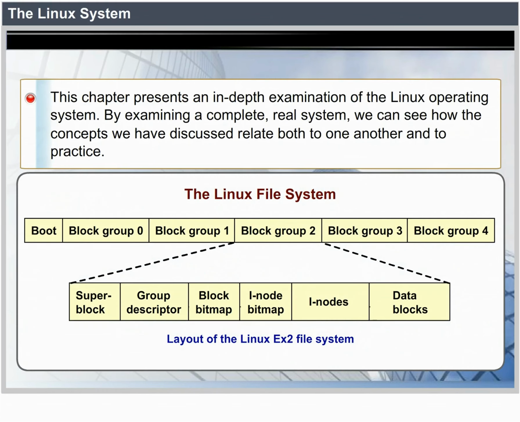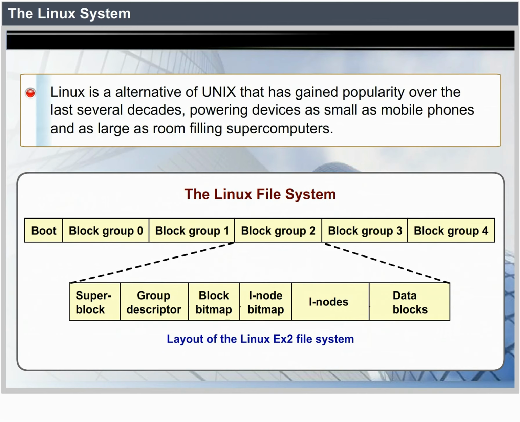The Linux system. This chapter presents an in-depth examination of the Linux operating system. By examining a complete real system, we can see how the concepts we have discussed relate both to one another and to practice. Linux is a variant of Unix that has gained popularity over the last several decades, powering devices as small as mobile phones and as large as room-filling supercomputers.